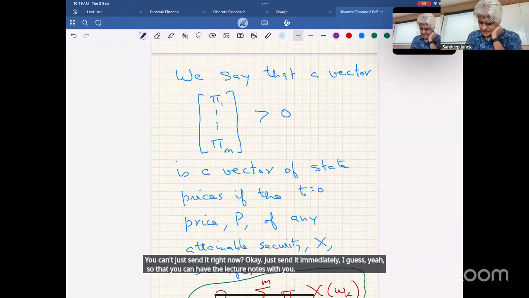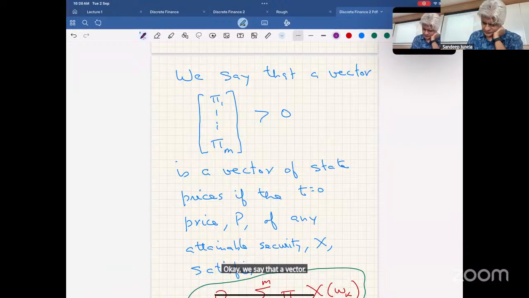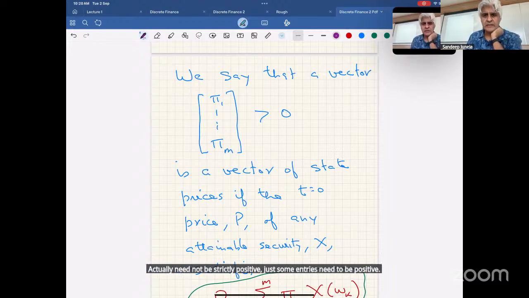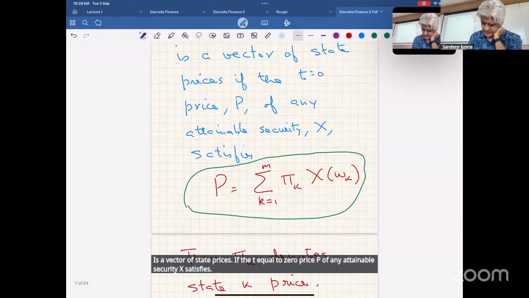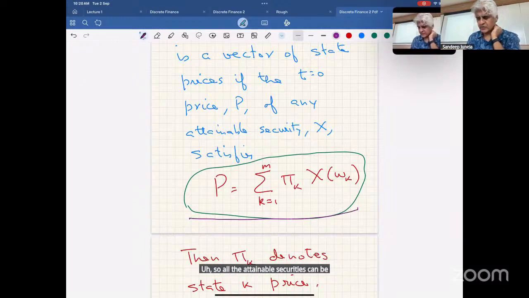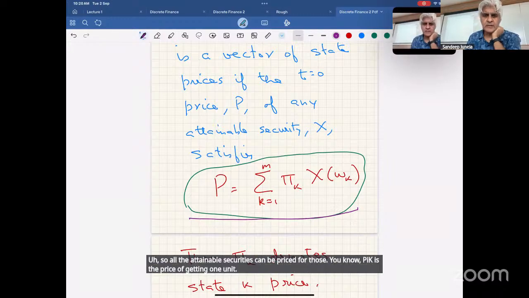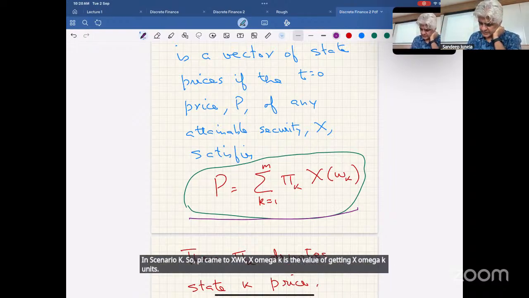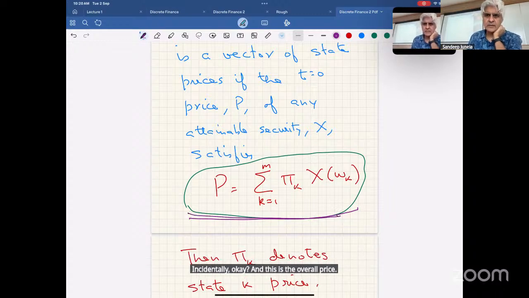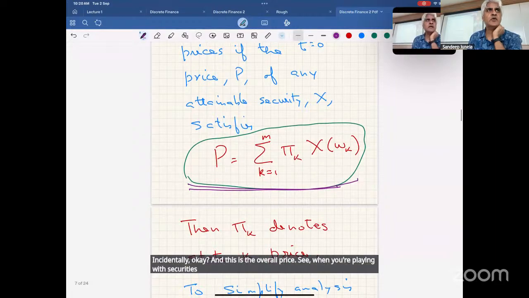Okay, we say that a vector pi which is strictly positive, actually need not be strictly positive, just some entries need to be positive, is a vector of state prices if the t equal to 0 price p of any attainable security x satisfies this. So all the attainable securities can be priced as follows. Pi k is the price of getting 1 unit in scenario k. So pi k times x omega k is the value of getting x omega k units in scenario k. And this is the overall price. See, when you're playing with securities, linearity holds. The price of two securities is the sum of the prices of the individual securities.